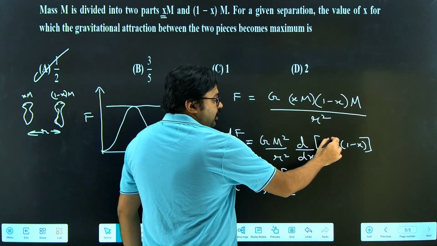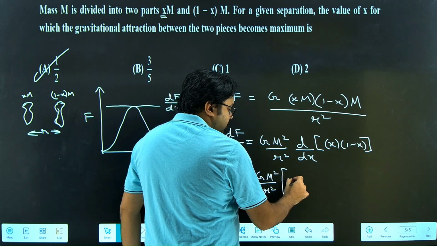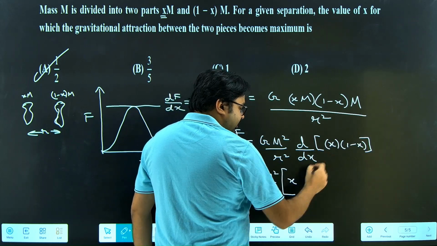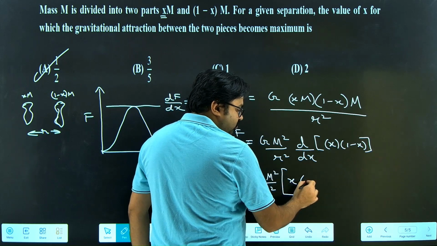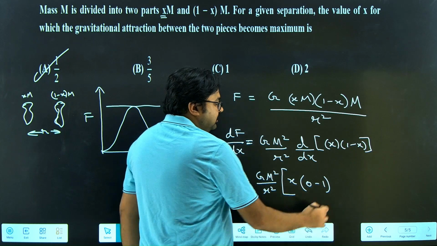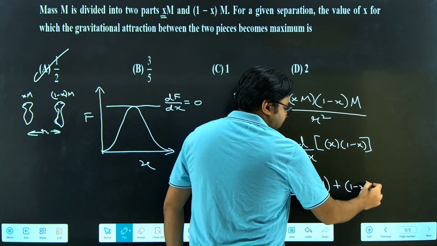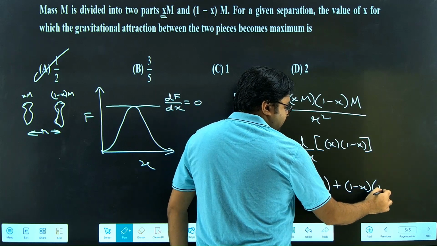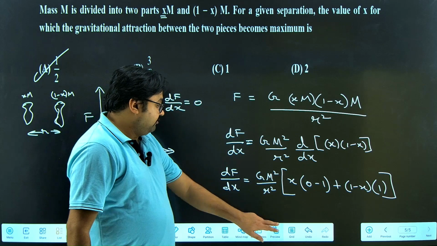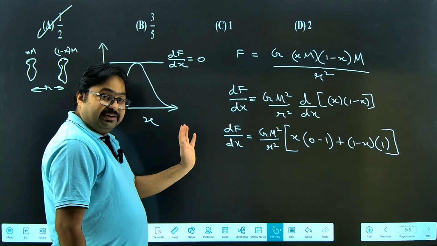how do you differentiate this? It's just the product rule. First function, differentiate the first part of the function, differentiate the second part of the function. Differentiation of 1 is 0, differentiation of x with respect to x is 1. So you have this plus the second part of the function as it is, multiplied by the differentiation of the first one. So you get 1.